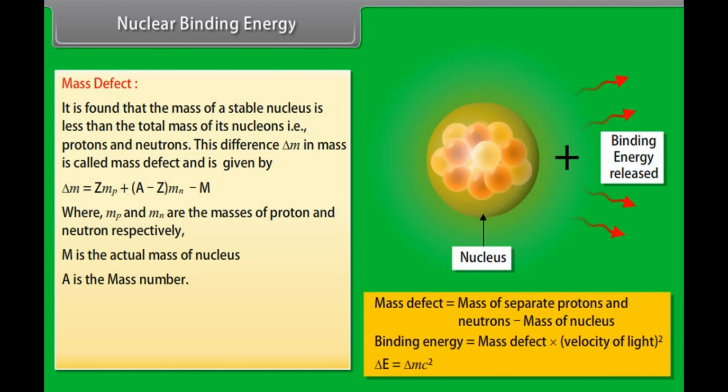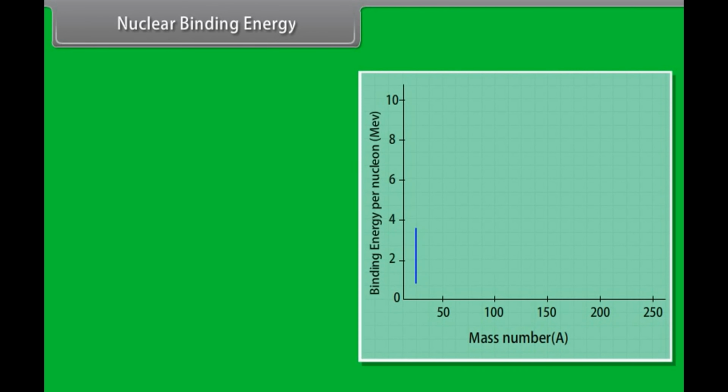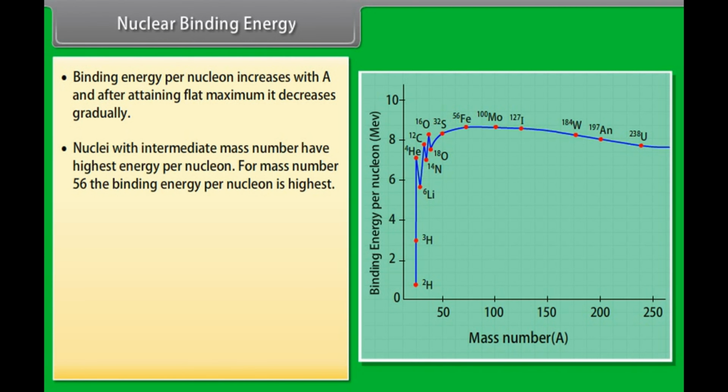A is the mass number. Z is the atomic number. The energy equivalent to the mass defect, that is Δm c², is the binding energy, EB, of the nucleus. From the graph, we note that binding energy per nucleon increases with A, and after attaining a flat maximum, it decreases gradually. Nuclei with intermediate mass number have highest energy per nucleon.